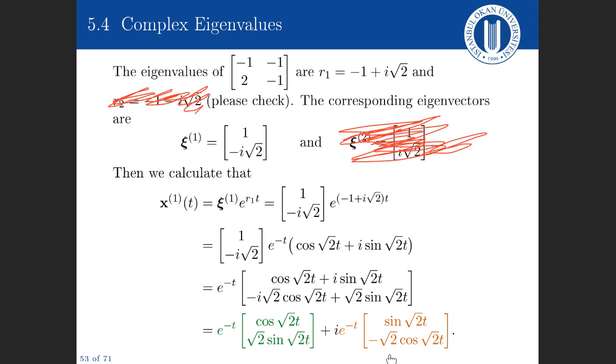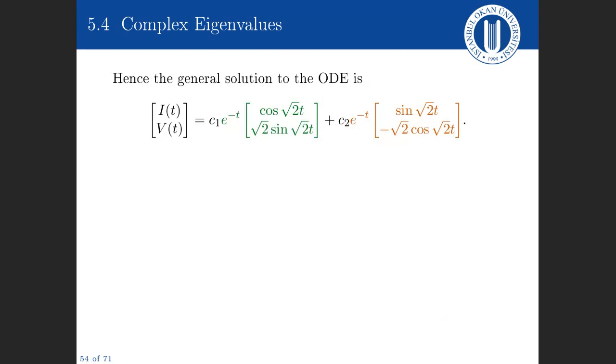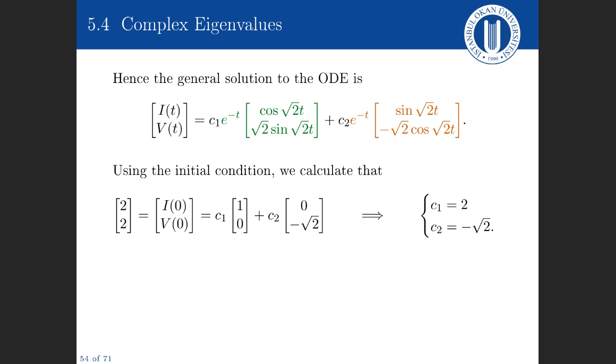As soon as we know these two functions, the green function and the orange function, we can write down the general solution to the differential equation. It's always constant times green function plus constant times orange function. To finish solving this problem, we need to find the constants c1 and c2 which satisfy the initial condition. We need I of 0 is 2 and V of 0 is 2.